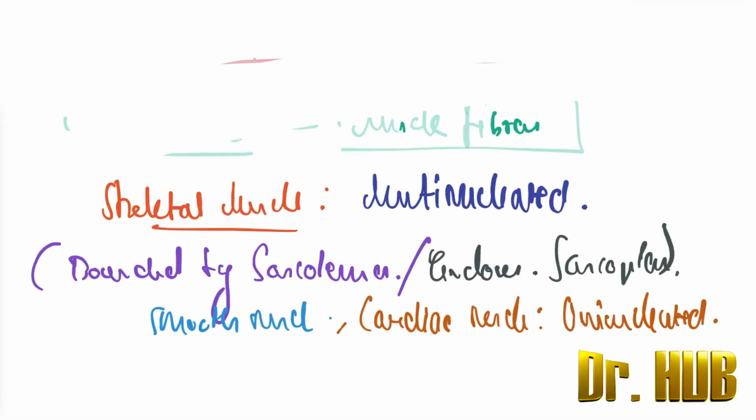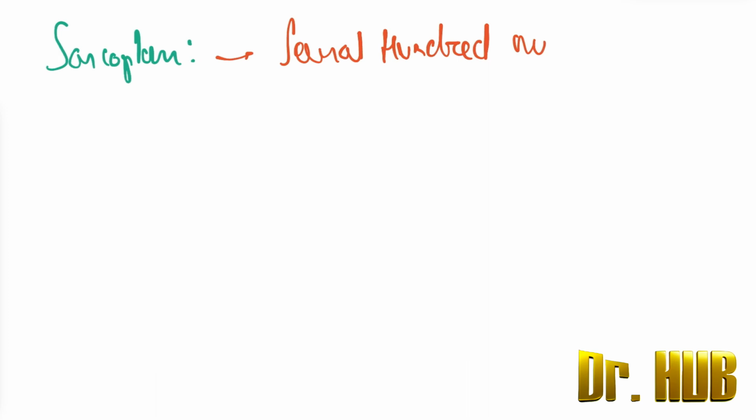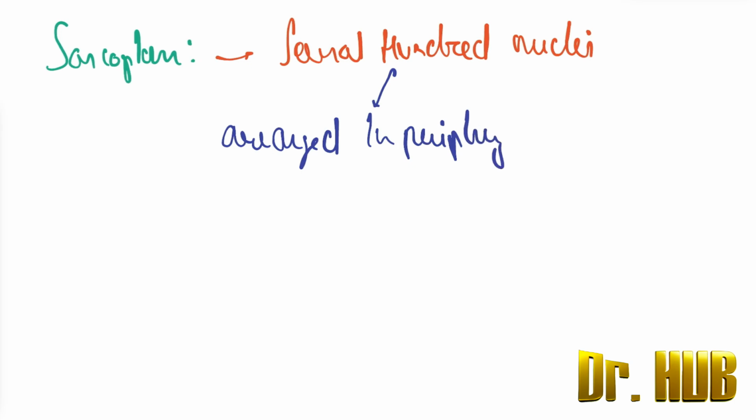Next, within the sarcoplasm there are several hundred nuclei. They are arranged in the periphery, just beneath the sarcolemma.